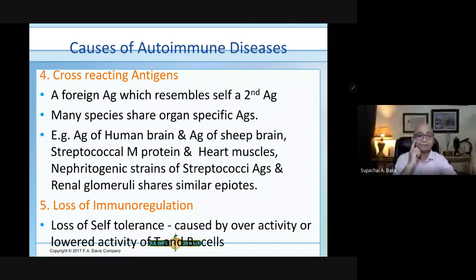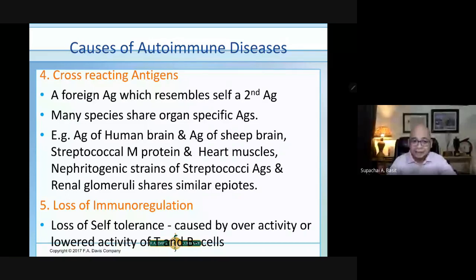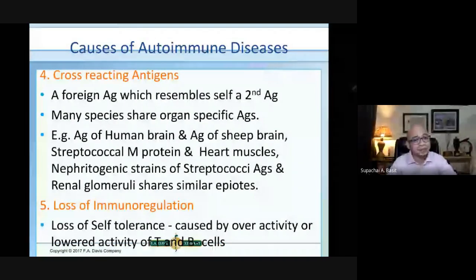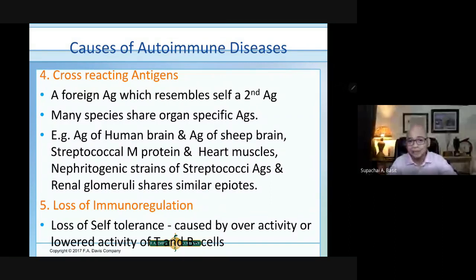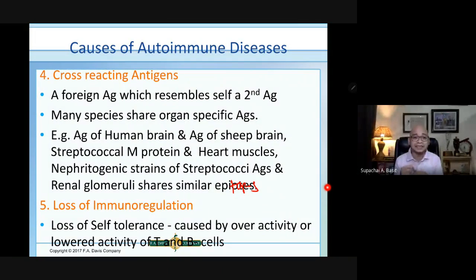If you are infected with the nephrogenic strain of Streptococcus, the one that can cause acute glomerulonephritis, it shares similar epitopes with the renal glomeruli of our kidneys. Meaning, if you are infected with nephrogenic strains of Streptococcus, there's also a chance that the cells of your immune system will be attacking your own kidneys. So that's a possibility.